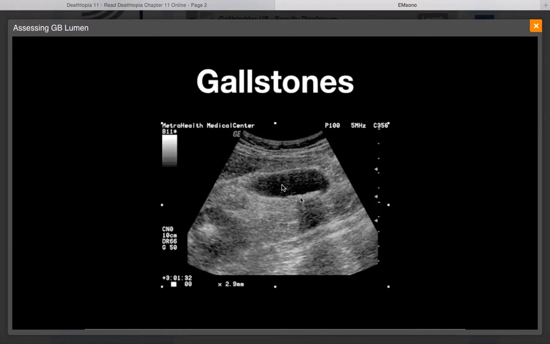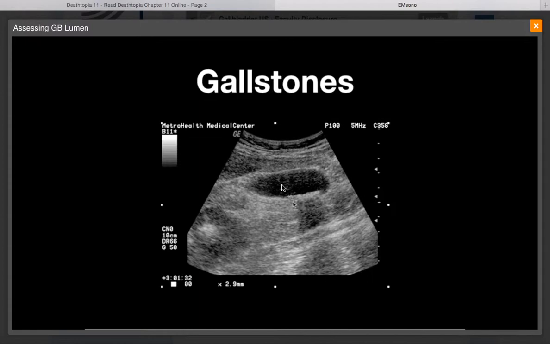Now, multiple small stones are seen on this image. You have posterior acoustical shadowing behind all the stones except for the one on the left. Note that stones less than 3 millimeters, and this stone was 2.9 millimeters, may not shadow.